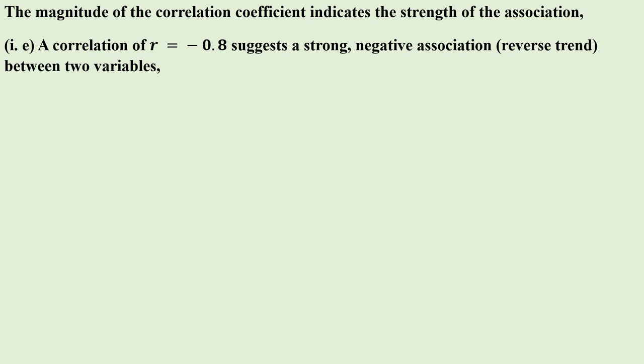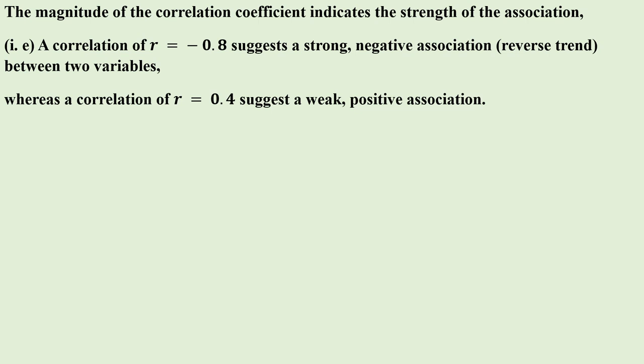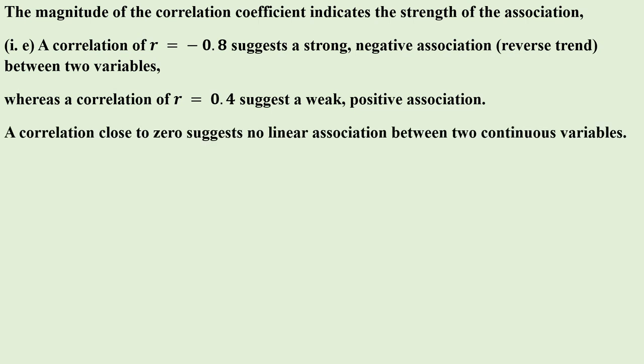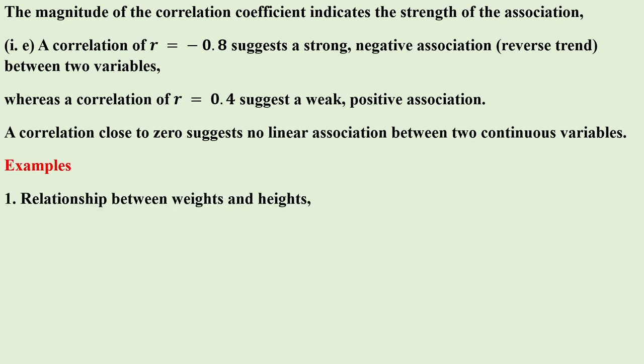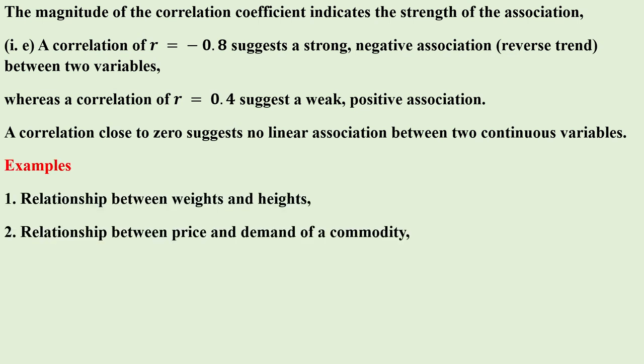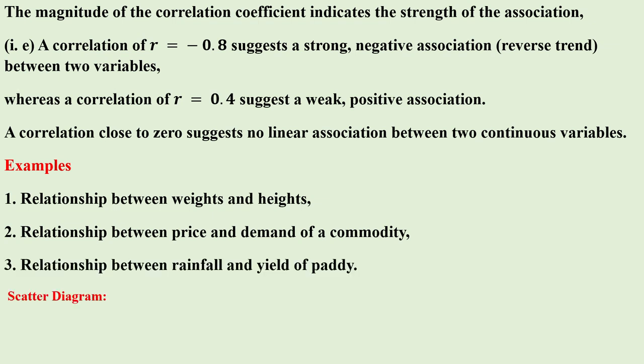A correlation of r equal to minus 0.8 suggests a strong negative association, that is, reverse trends between two variables, whereas a correlation of r equal to 0.4 suggests a weak positive association. A correlation close to 0 suggests no linear association between two continuous variables. Some examples: relationship between weight and height, relationship between price and demand, relationship between rainfall and yield.